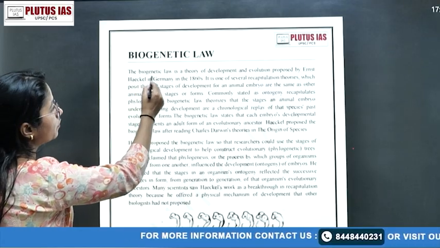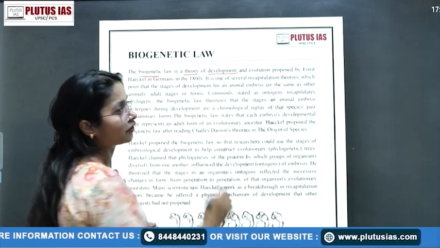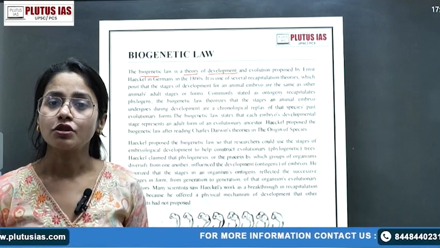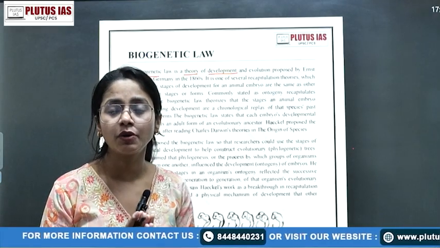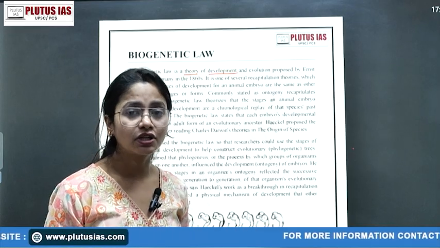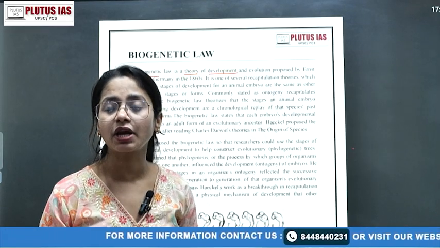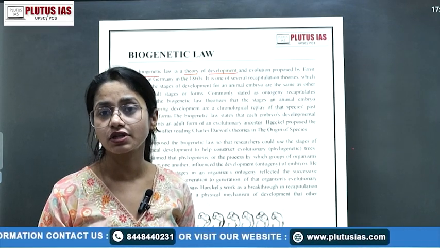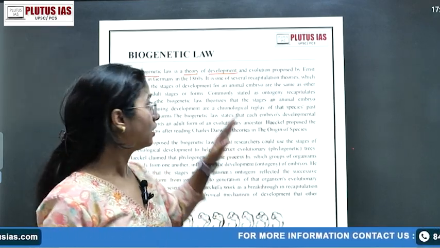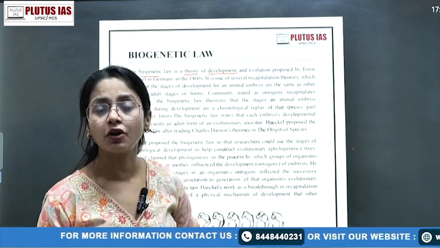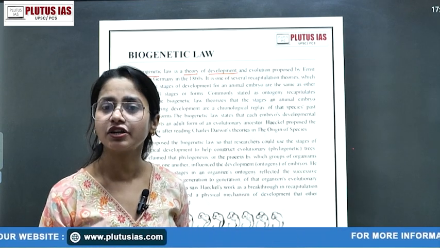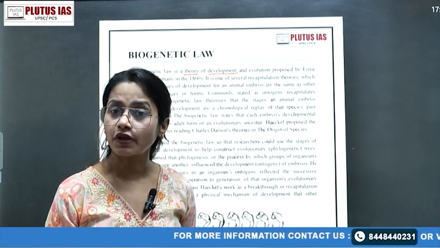So the biogenetic law is a theory of development. Of course, that means it is one of the topics of your unit on evolution. When we talk about evolution, we talk about the different evidences of evolution. Mainly there are two categories of evidence: the direct evidence and the indirect evidence. In evolutionary evidence, your biogenetic law comes into the indirect evidence. In the direct evidence, we generally talk about paleontology or fossil studies.